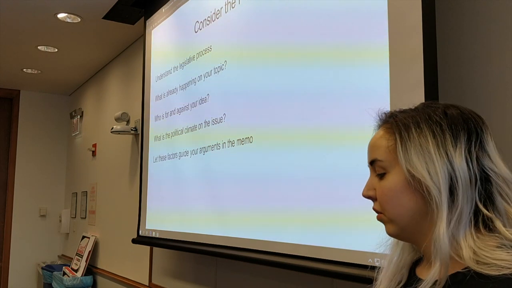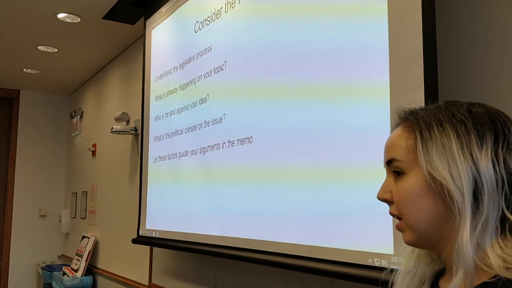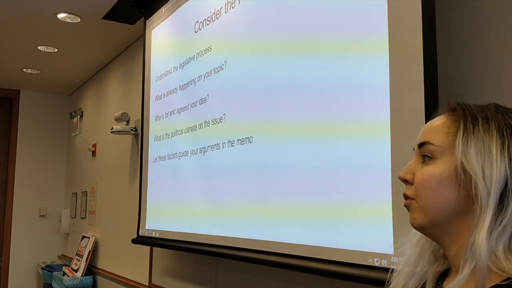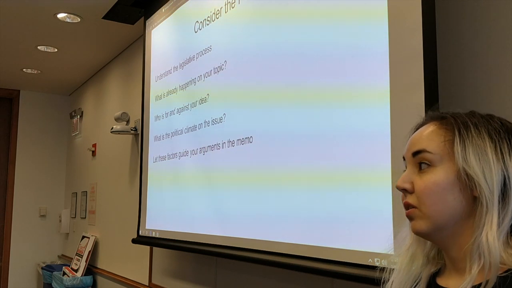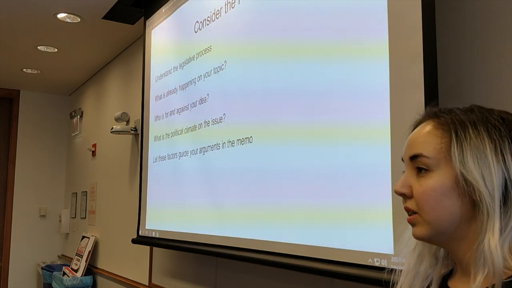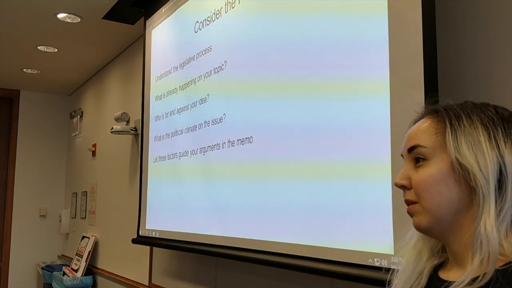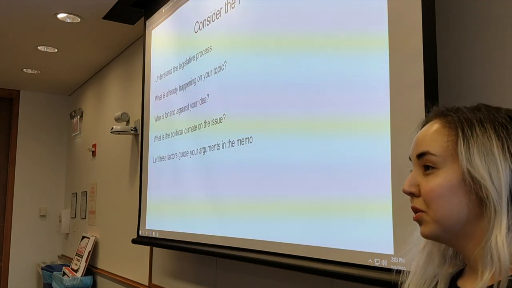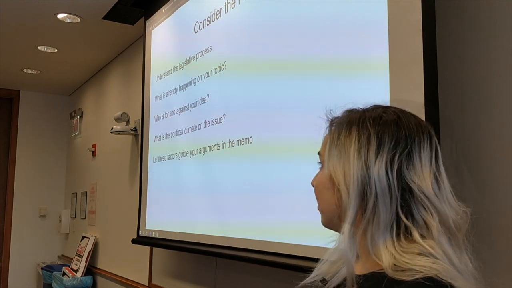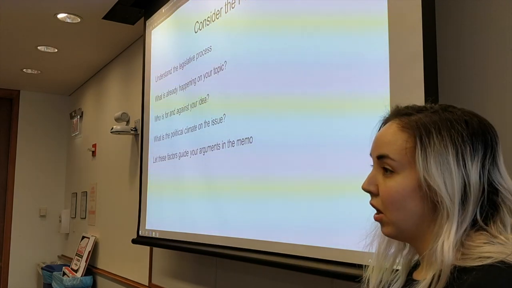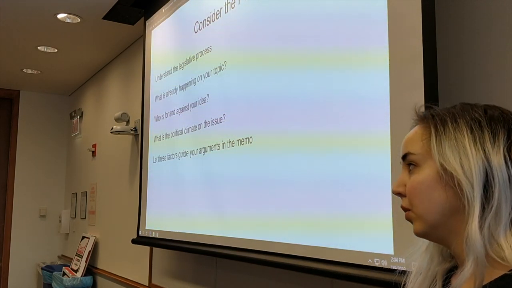Who is for and against your idea? This will give you an idea of some of the arguments that the opposition is using that you might want to refute with evidence. What is the political climate on the issue? If there's a lot of news about this issue and there are a lot of partisan politics involved, then this might not be the right time to write this memo to a legislator, but maybe to a nonprofit it would be okay. And so you can let these factors guide your arguments in the memo as well as who you want to target.